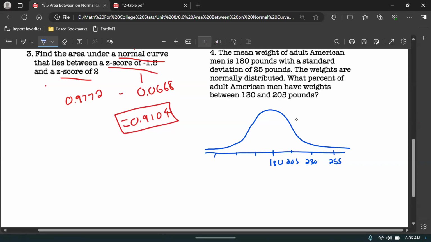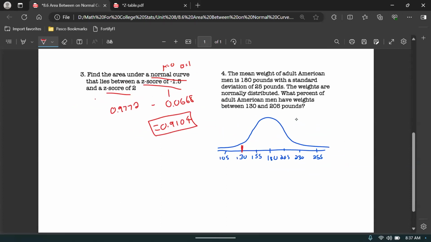Then 3 backwards: 155, 130, and 105. All right, cool. We're looking for the area between 130, which is smack dab at -2 standard deviations, and 205, which is smack dab at 1 standard deviation. There are so many different ways you can estimate this. These are right on those actual standard deviation marks.